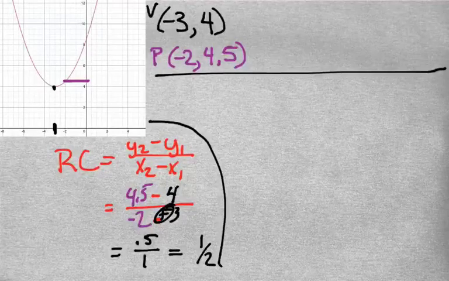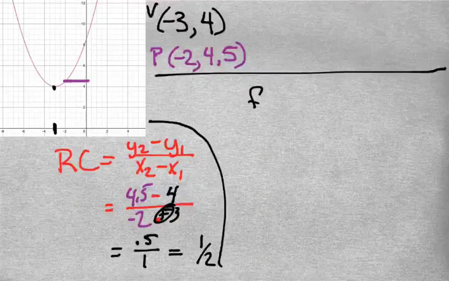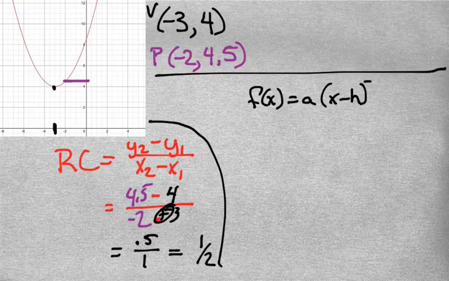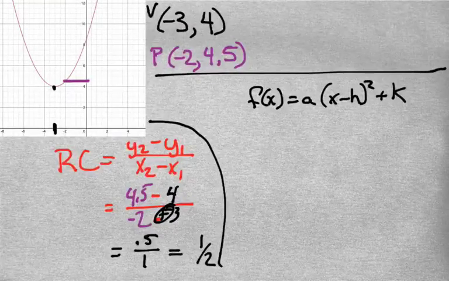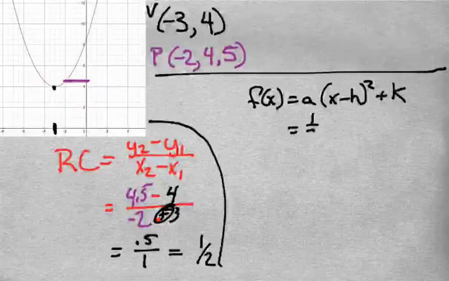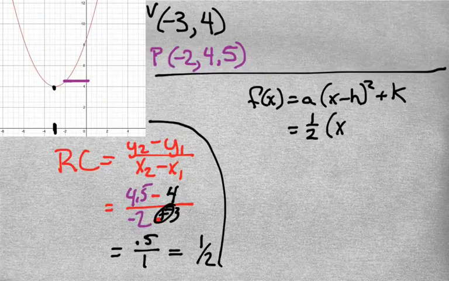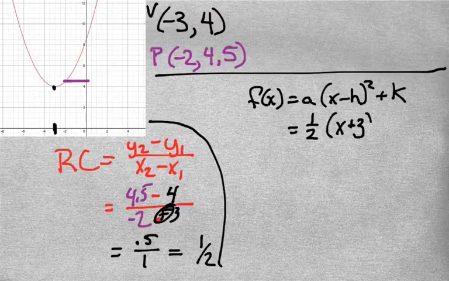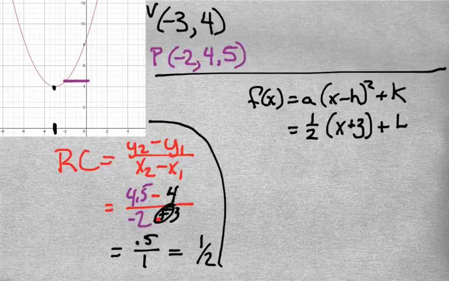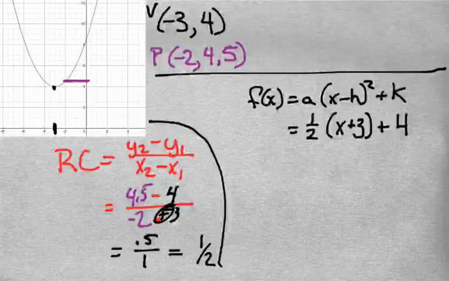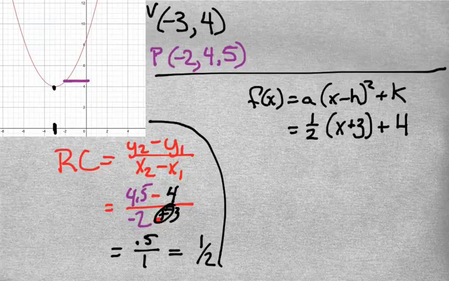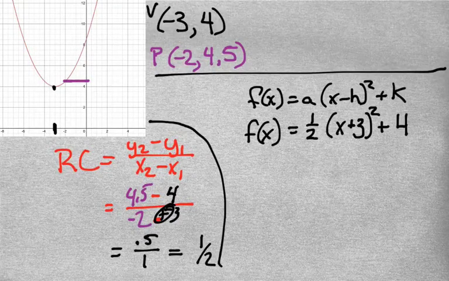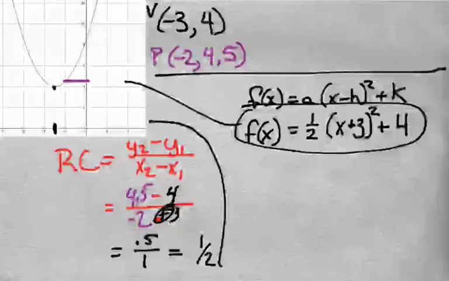And so let's go into the formula. f of x equals a times x minus h squared plus k. a is 1/2. x minus our x value of our vertex, which is negative 3, so x plus 3, plus k, which is 4, and my squared. So f of x is equal to that. That is the function that graphed this graph over here.